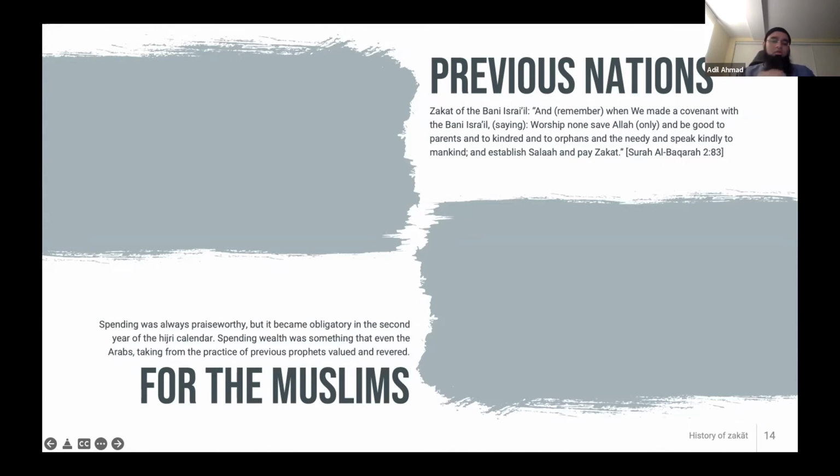Finally, in the second year after the Hijrah, it became fard. It became an obligation on the Muslims. So they had to give. Now it was not an option anymore. Rasulullah sallallahu alaihi wasallam would send his collectors out, and they would go and assess how much zakat needed to be given, taking a look at the people's wealth, at their livestock, and so on. And then he would tell them how much zakat needed to be given.